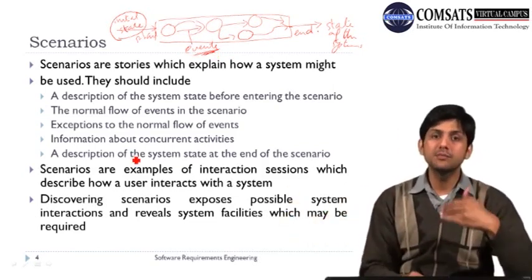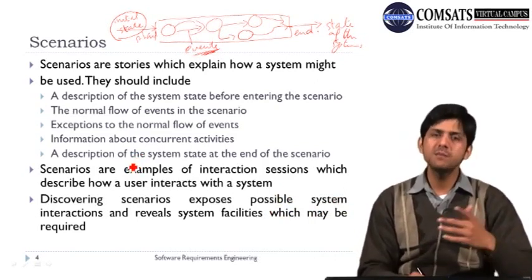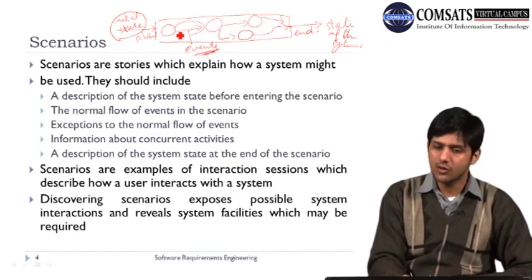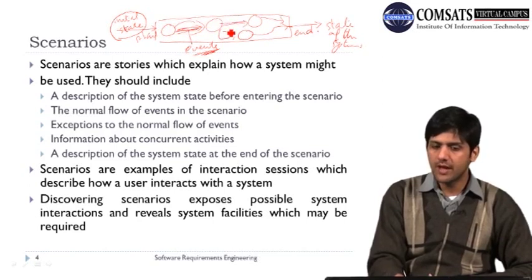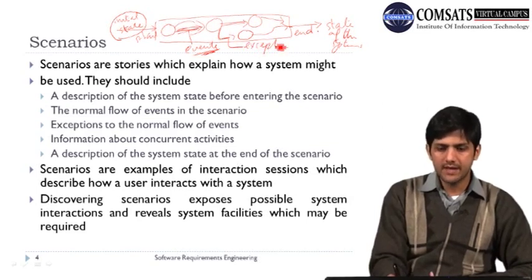And then there are some normal flow events, which is the normal execution of this scenario. But there might be some exceptions. For example, let's say that there was an exception here. This is the normal flow. So let's say this double line shows the normal flow, and this single line is an exception. So another thing that might be in a scenario is exception.